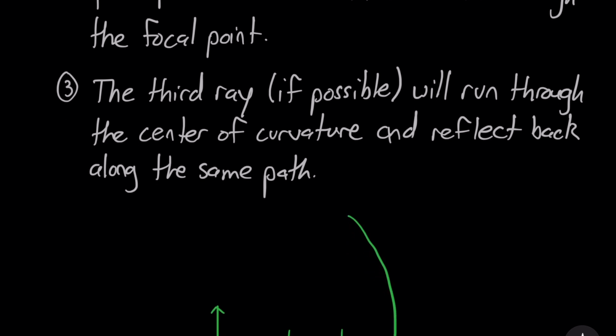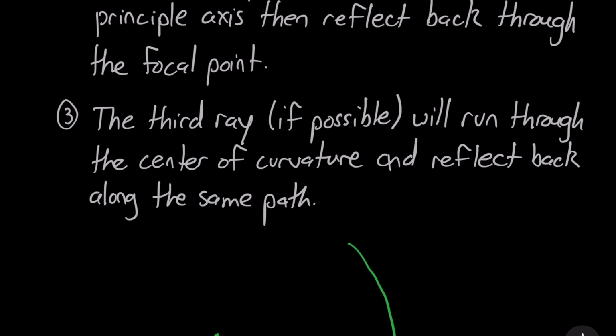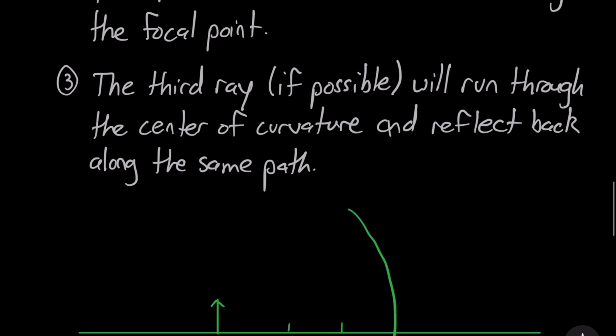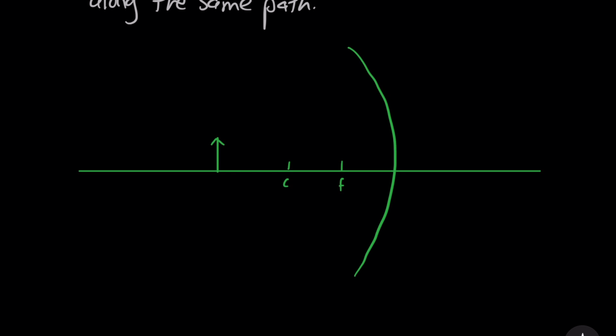And number 3, it says the third ray, if possible, because it's not always going to be possible to use rule number 3, but it's going to run through the center of curvature and reflect back along the exact same path. Okay, so you'll know what I mean for number 3, how it's not always possible if we get into some more examples here. But let's go through the first 3. So the first one here, let's identify what we have. Looks like we have a concave mirror.